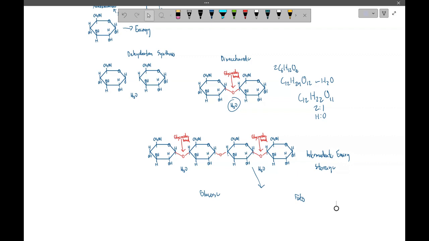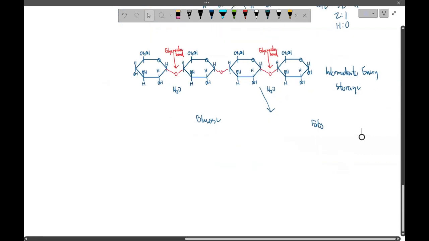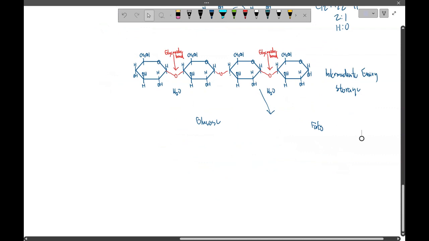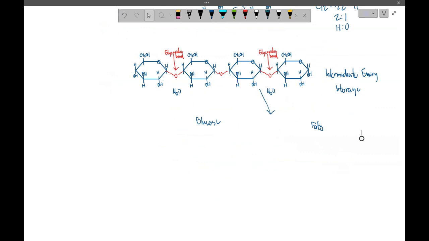And lastly, you also can use carbohydrates as structural support. Certain living things, such as crustaceans and some insects, use a carbohydrate called chitin, and they just use it for an exoskeleton, so to provide structure.